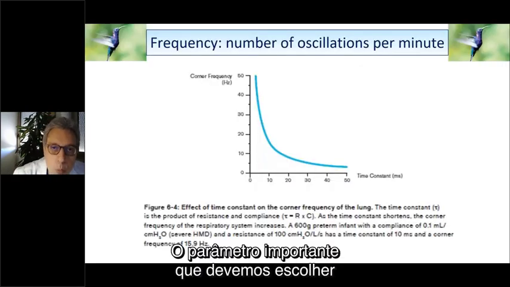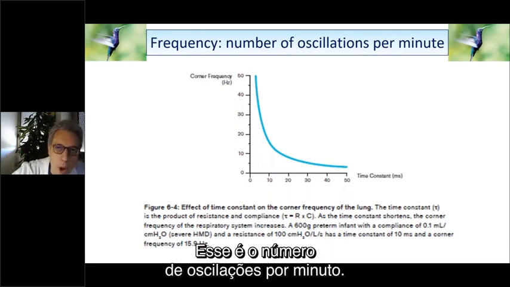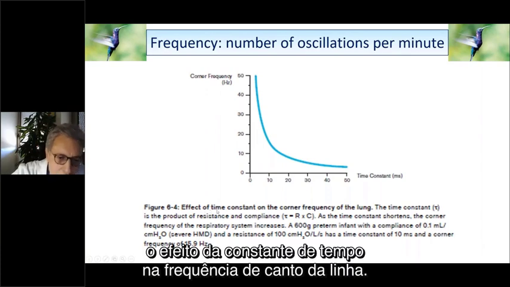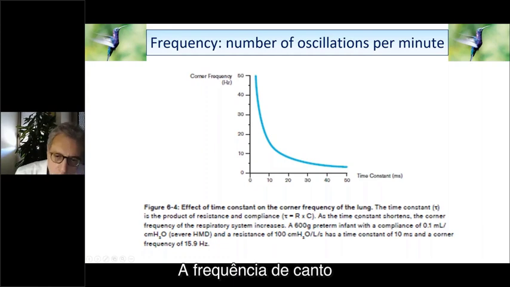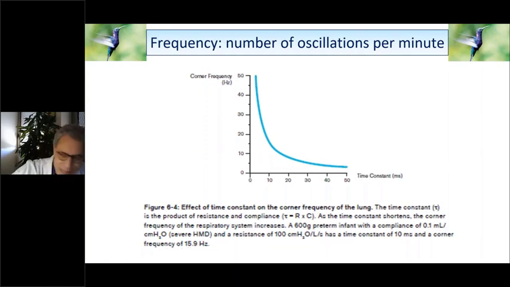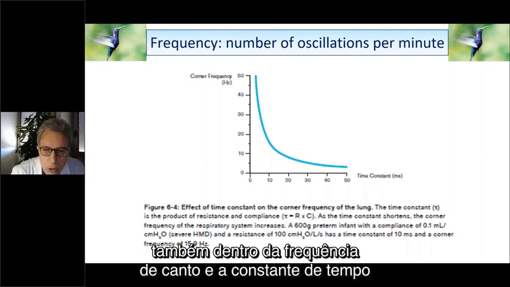Another important parameter we have to choose when we start high frequency ventilation is the frequency, that is the number of oscillations per minute. In this figure, we saw the effect of time constant on the corner frequency of the lung. The corner frequency of the lung is the frequency above which there is a loss of energy. So we also have to stay within the corner frequency.